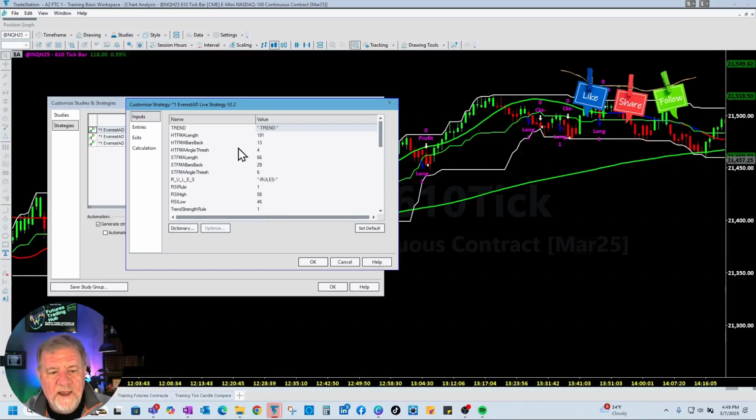Now, the high time frame moving average length, again, is a weighted moving average. It's right now set to 191. It looks back 13 bars on that moving average, and it looks for a threshold of 4. It's an angle. It looks for an angle of 4 and above. If it's above 4, it will be green, meaning it's a long trend. If it's between 4 and -4, it will be blue, which means it's a neutral trend. So I don't trade during neutral trends.